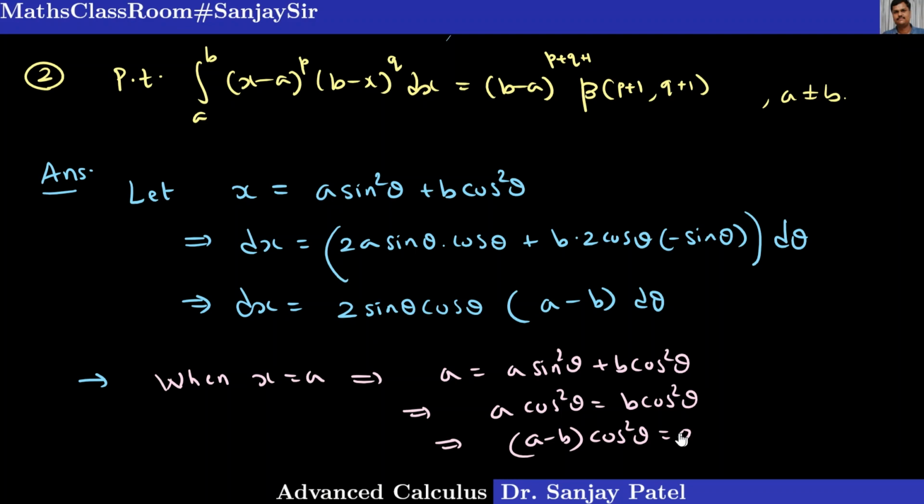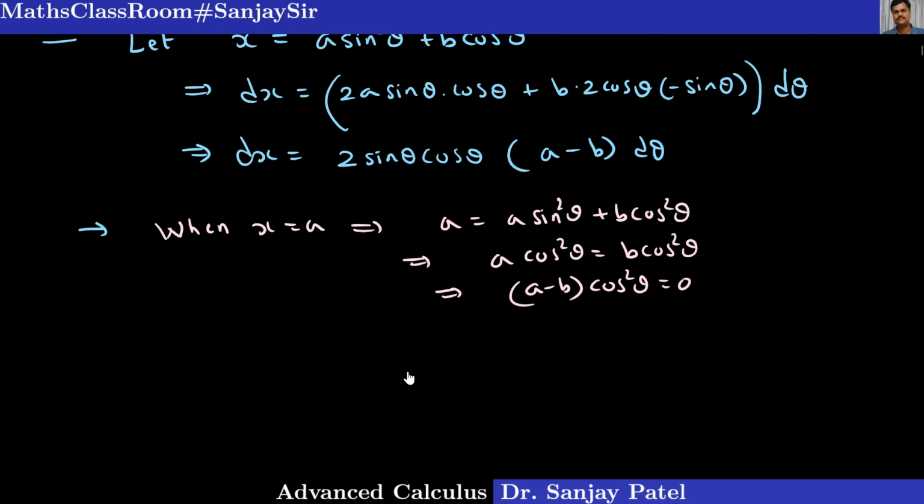But we are given that a is not equal to b. So a minus b is not 0, and therefore cos square theta must be 0. And if cos square theta is equal to 0, that means theta is equal to pi by 2, because a is not equal to b, so a minus b is not 0.